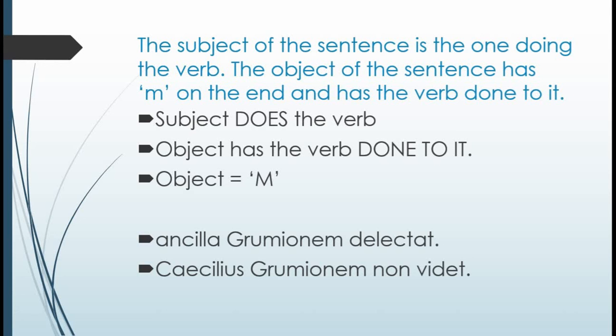So let's have a look at this one then. Caecilius grumionem non videt. Non videt means doesn't see. We've got Caecilius and we've got grumionem. I'm going to be looking for the one that's got the M on the end to be putting after my verb. So, it's going to go in the order Caecilius doesn't see Grumio.